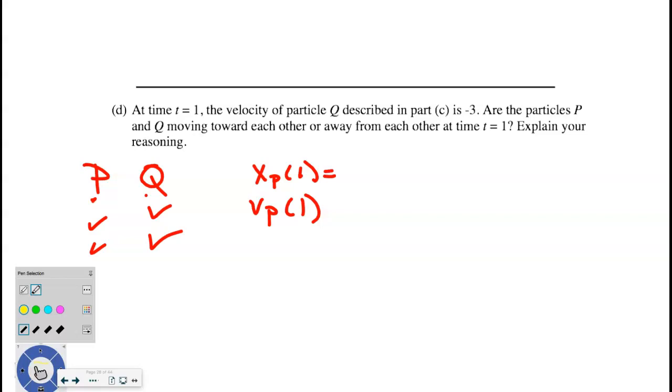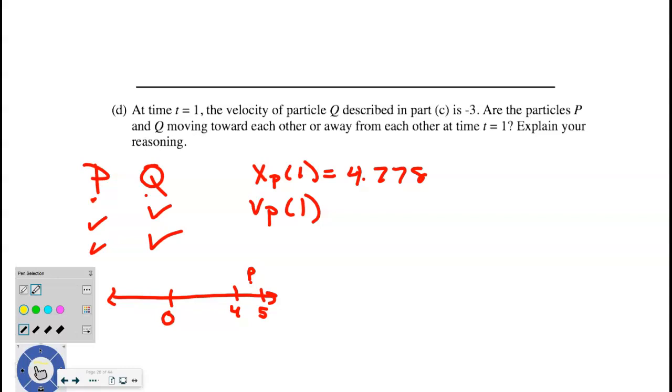I think 4 point, yeah, that was the one Carson gave me, 4 point. So what that means is on the x-axis, if this was 0, particle P at 1 second in is at about between 4 and 5. Here's particle P sitting here. I need to know now if it's moving to the left or to the right.